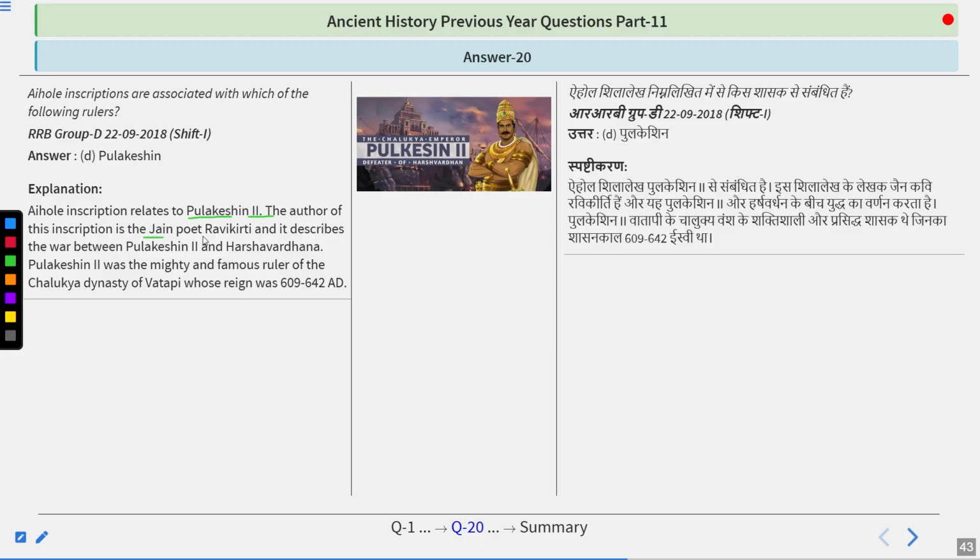The author of this inscription is the Jain poet Ravikirti, and it describes the war between Pulakeshin II and Harshvardhan. Pulakeshin II was the mighty and famous ruler of the Chalukya dynasty of Vatapi, whose reign was 609 to 642 AD. Answer is Pulakeshin. He was the famous ruler of the southern kingdom Chalukya, and was the one who defeated Harshvardhan, when Harshvardhan tried to expand his empire towards the south.